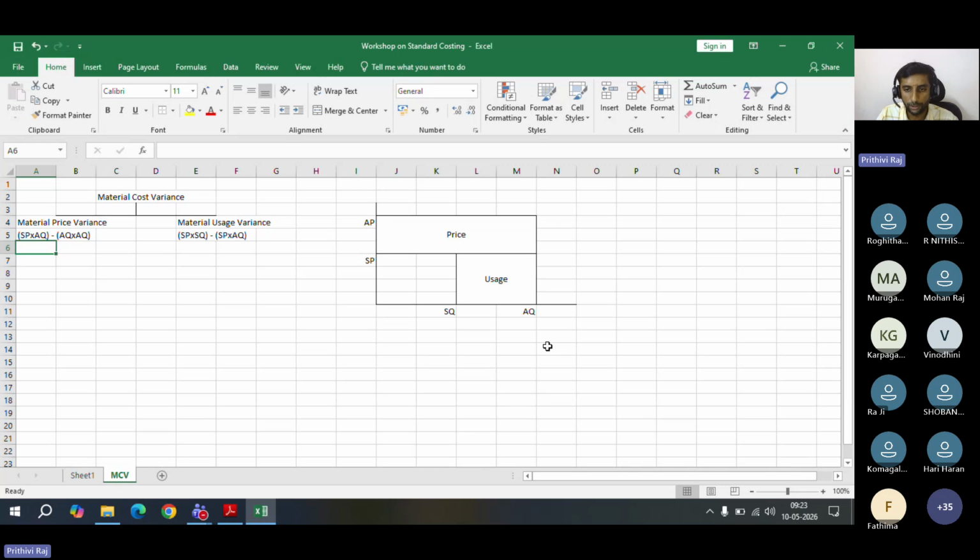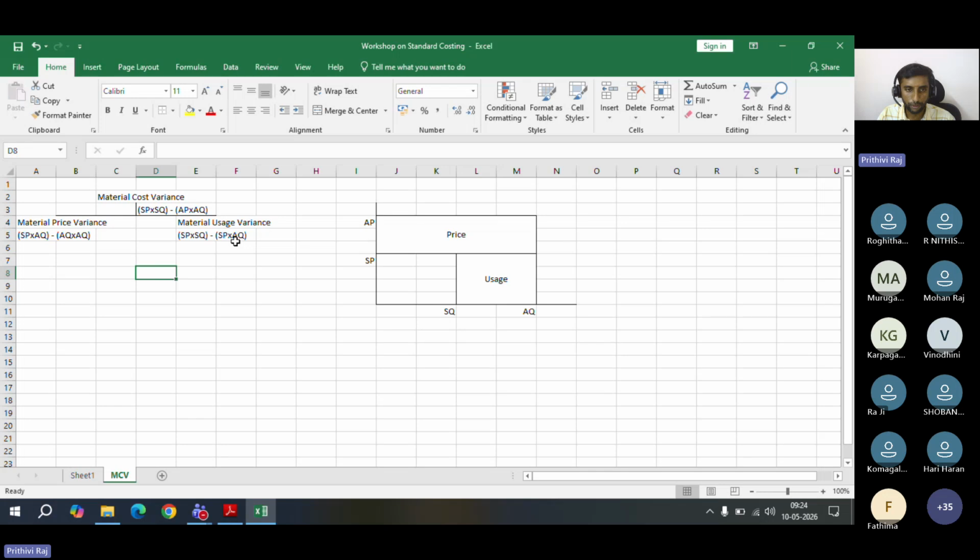Now, what I said for cost variance, it is the sum of these two boxes. If you put the sum, you will get the answer, but the correct way to solve is by using the formula. So what is the formula? If you put these two boxes together, it is SP into SQ minus AP into AQ. So you'll get these two. To verify it, if you just put the sum of metal usage and metal price variances, you'll get the metal cost variance. You can have it as a sense check.